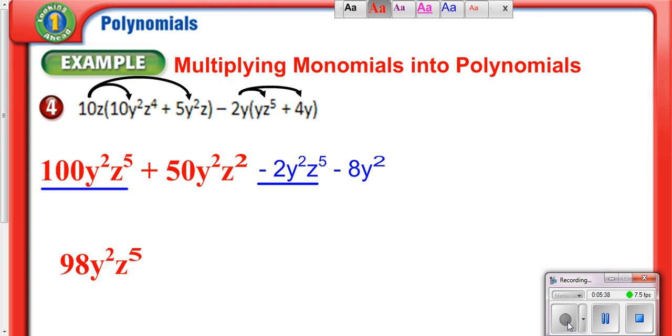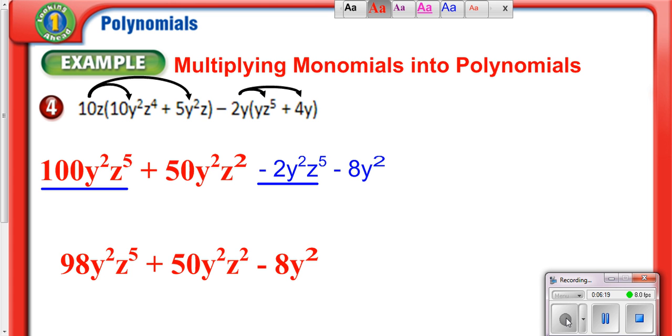And then looking at my other terms here, I have a positive 50y squared z squared and a negative 8y squared. Those are not like terms. If you look at it, this right here has a degree of 4, adding those exponents together. Here's a degree of 2. So if you were to write this in standard form, this would be written first, prior to the negative 8y squared. And then last but not least is to include your negative 8y squared. And this would be our answer for example 4 if you had to write it in standard form.